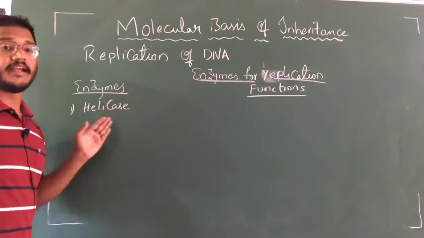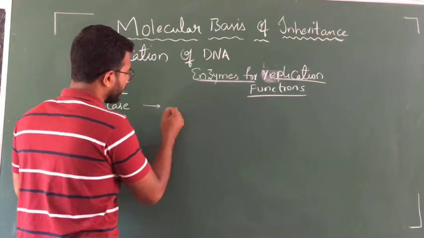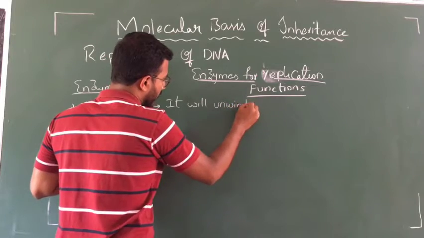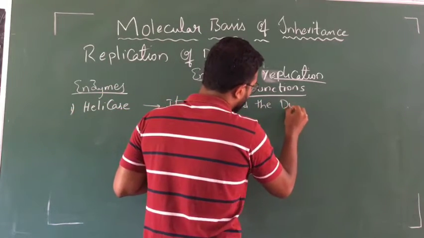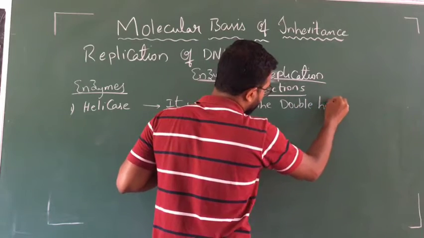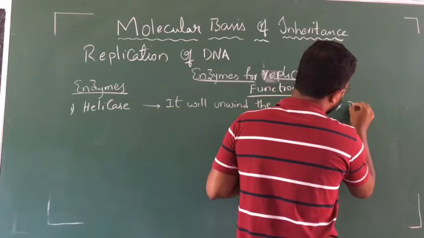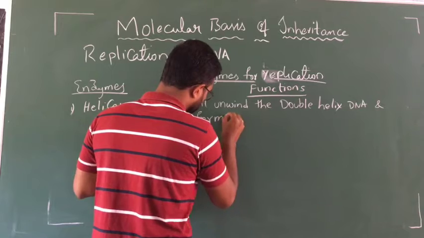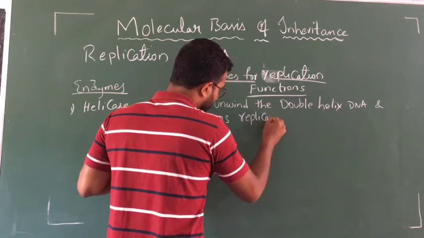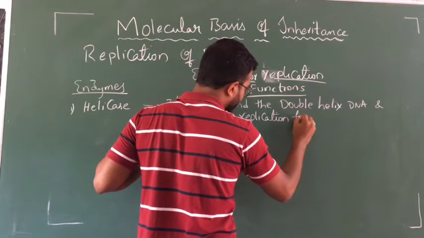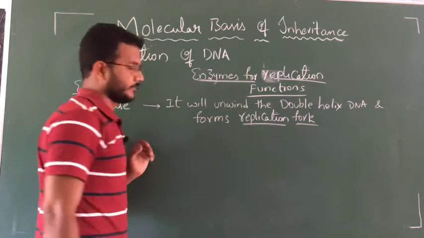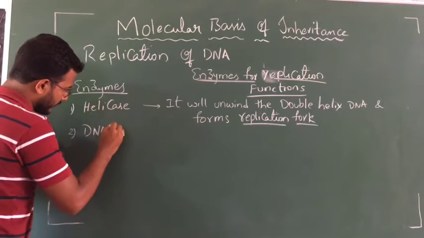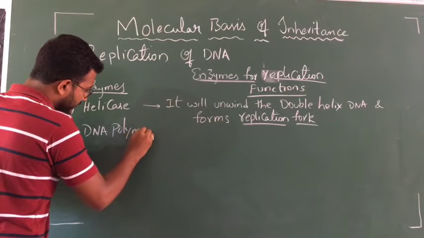First one is helicase. So what is its function? It will unwind the double helix DNA and form a structure called the replication fork.